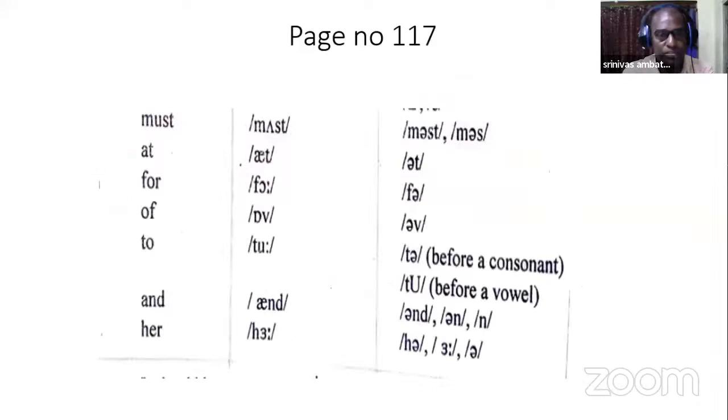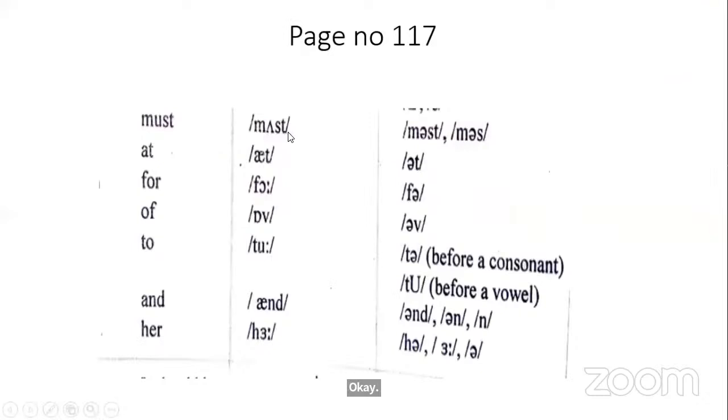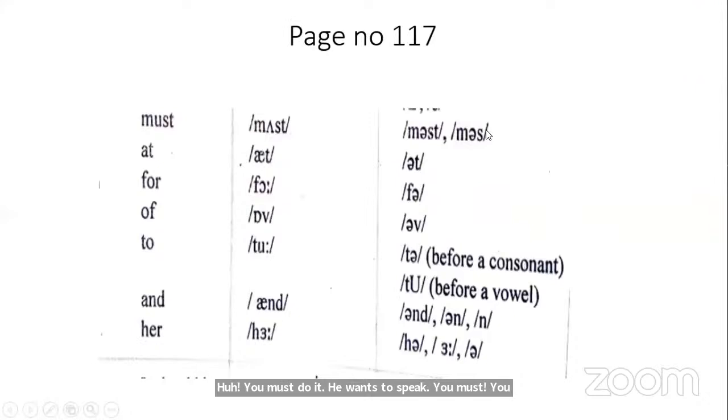Let's move on to the next set. Okay? Can you see? "Must". The strong form is "must". You must do it. I'm not saying "you must do it" strongly. You must listen. You must speak. Can you understand this? Yes, sir. Next one.